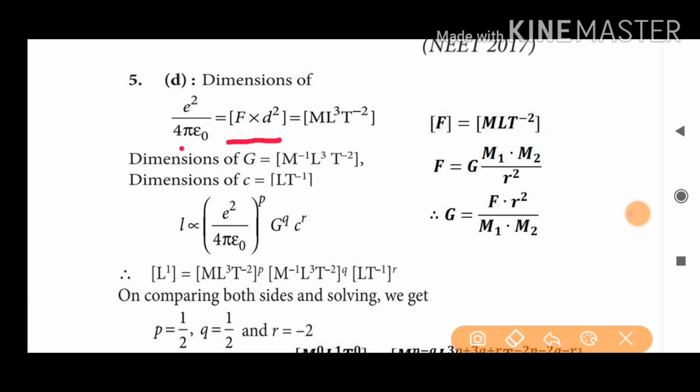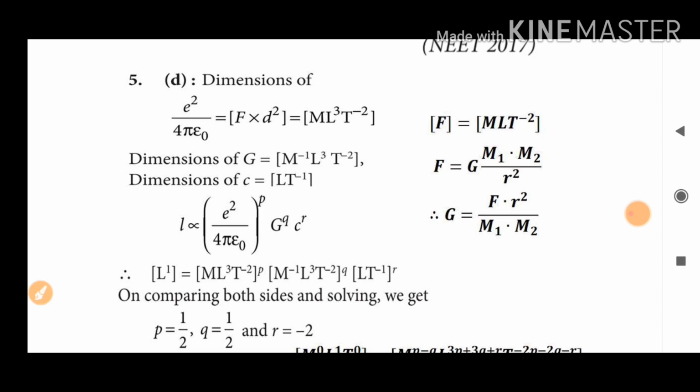What is the dimension of force? The dimension of force is M L T to the power minus 2. Into the dimension of d square, d is distance, so the dimension of d is L and of d square is L square. So the dimension is M L cube T to the power minus 2.